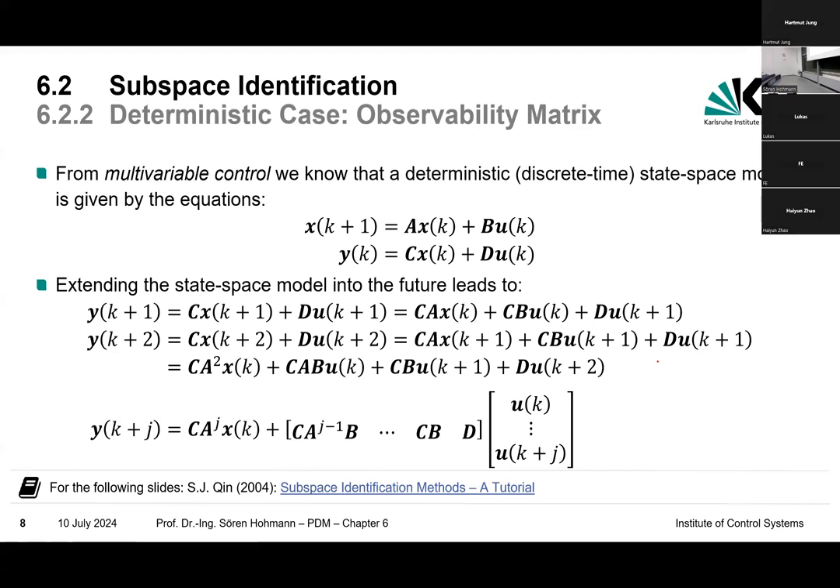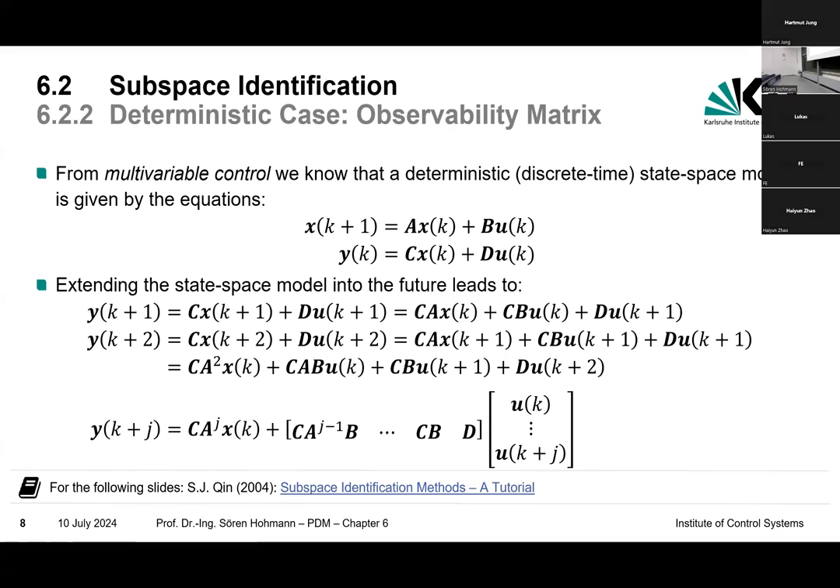Okay, so let's start with our setting. Here is the state space system: x(k+1) is equal to Ax plus Bu, and y is equal to Cx plus Du. Of course, discrete time is set.